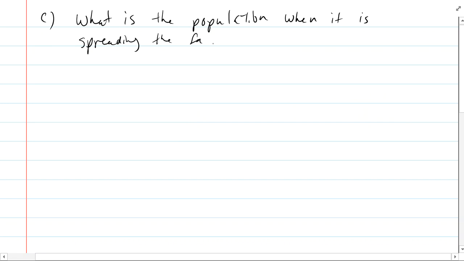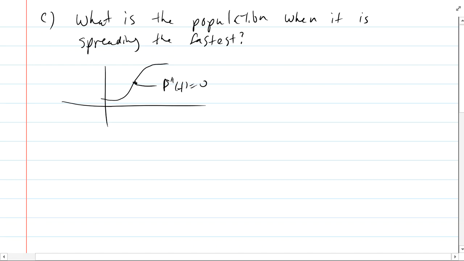Which is when the population of people who are infected is growing the fastest. Right? Okay, remember the curve. It looks like this. This is when the second derivative equals 0, and that is when the rate of growth is the fastest. Is that what I want? I want to know the population when it is spreading the fastest. So what do I need to do?